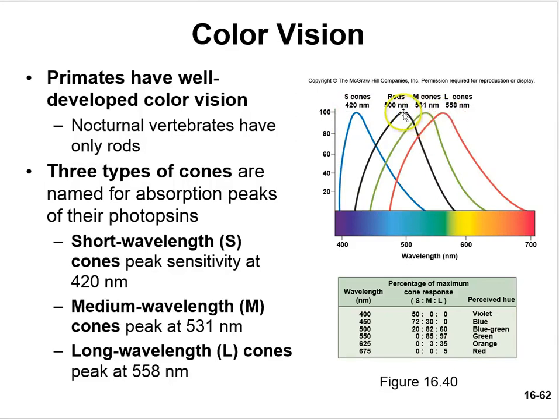Here's where the rods peak. This is where the S cones peak. The blue cones and the green cones are M cones, and the L cones are red cones. And so from here to here, the wavelength of the rainbow of light is the visible spectrum for humans, and a mixture of how much each of these cones are stimulated determines the color that we see.